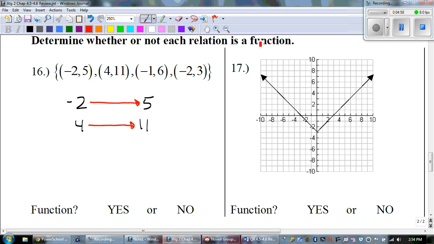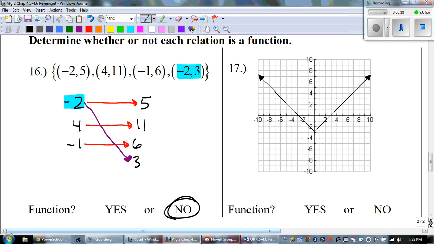Let's see. So then we have -1. I have -1 and then 6. So -1 goes to 6. But then my next point is -2, 3. I already wrote down -2, but I haven't written 3 yet. So there's my 3. But now -2 has to go to 3. So is that a function? No, Mr. Grice, it's not a function because the -2 has 2 different answers and that can't happen.